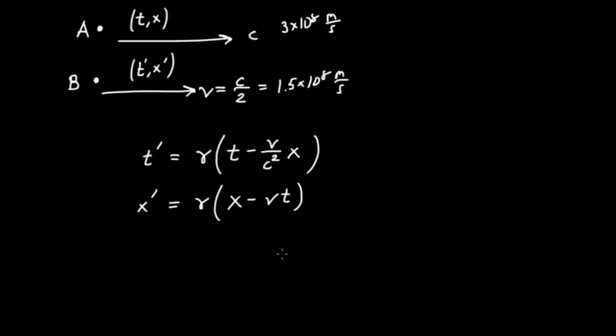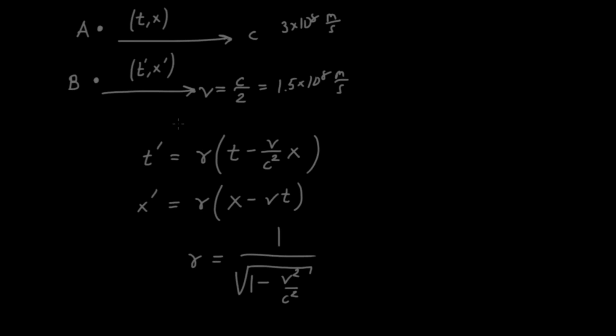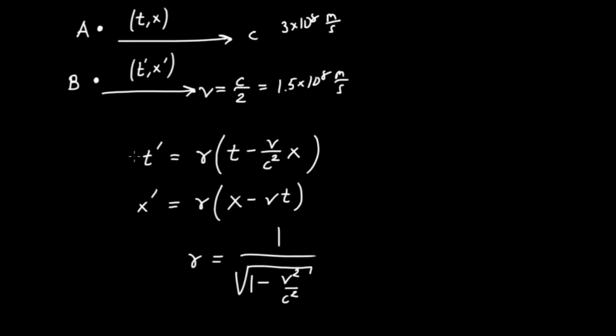And now the second equation, x prime, is going to be gamma times x minus vt. So pretty simple. And that gamma is a dimensionless number which is calculated from the following formula: 1 over the square root of 1 minus v squared over c squared. And this thing is called the Lorentz factor. Now when v is equal to 0, gamma is going to be equal to 1, and as v increases, gamma goes up toward infinity.